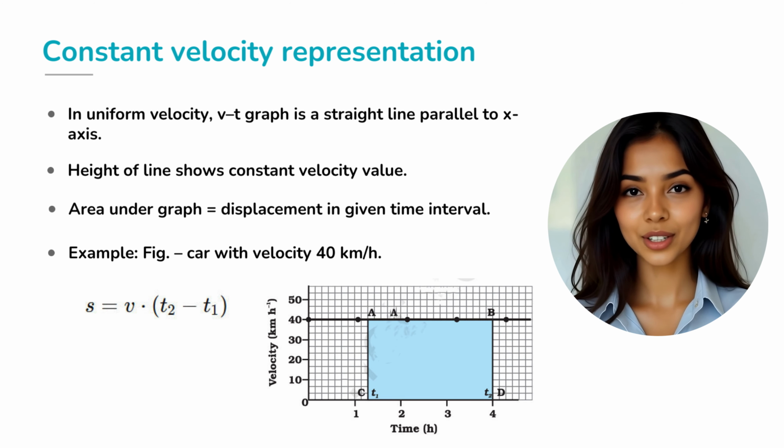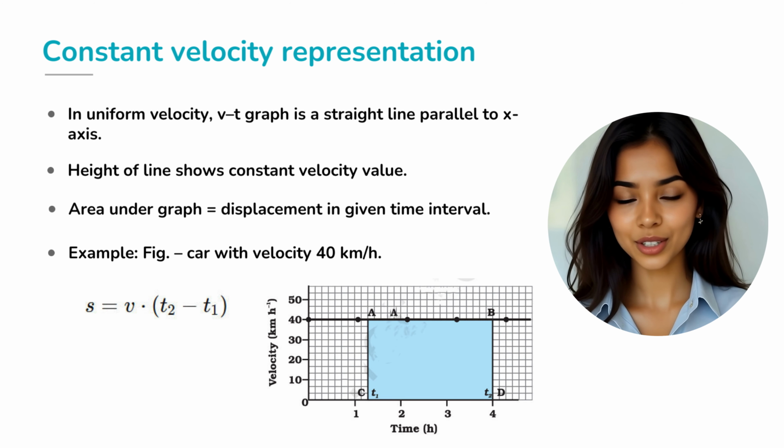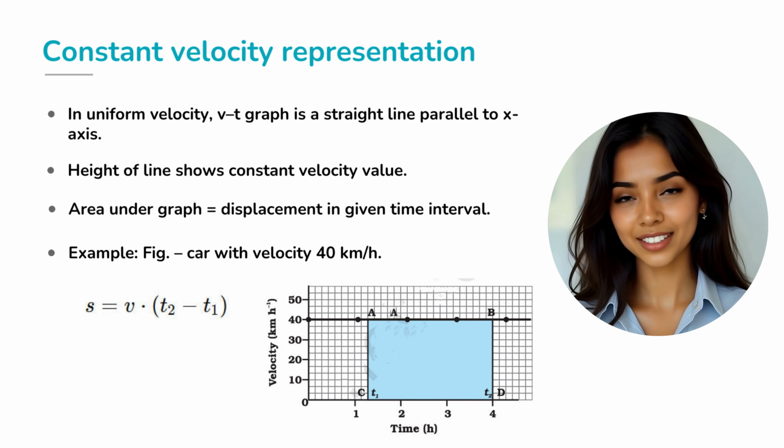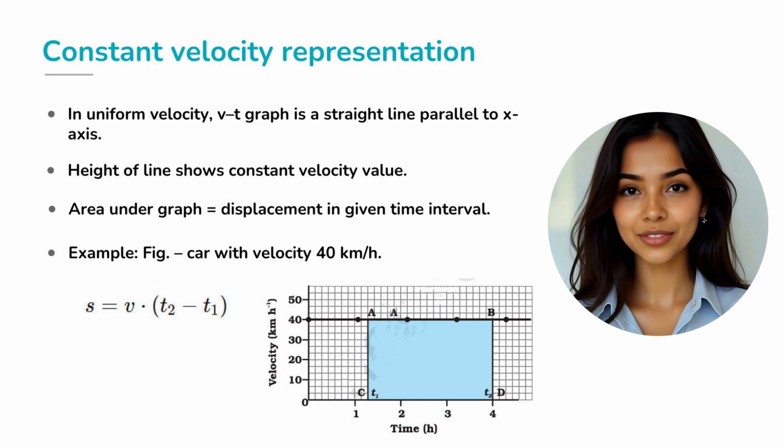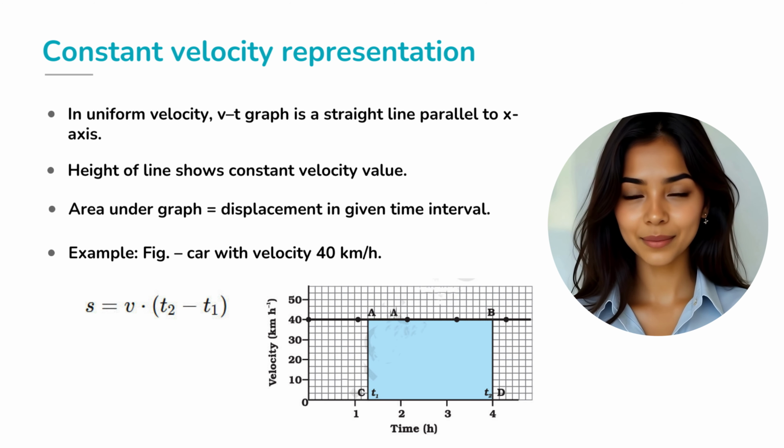Now let's move to velocity-time graphs. Here, time is along the x-axis and velocity along the y-axis. If an object moves with constant velocity, the graph is a straight line parallel to the x-axis. The height of this line shows the velocity. And here's something powerful, the area under the line gives the displacement in that time interval. For example, if a car moves with a constant velocity of 40 km per hour, the area under the graph gives the distance it has traveled.